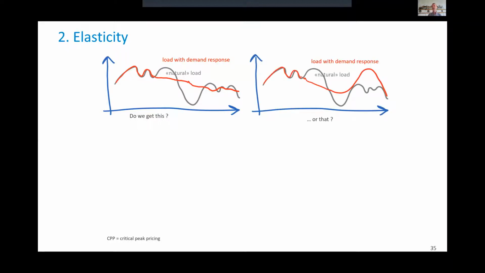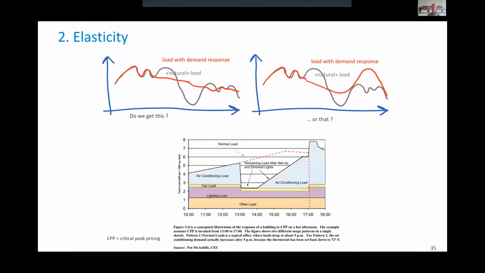But in reality, will we not get this here? So this means a rebound here. And if the rebound is larger than what we had here, in fact, we might make things worse. So we need to capture this rebound effect that we have already discussed. And this is exactly what has been observed here, for example, in some companies in the US who've done demand response events. They've observed really this.